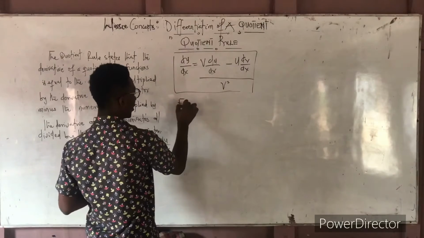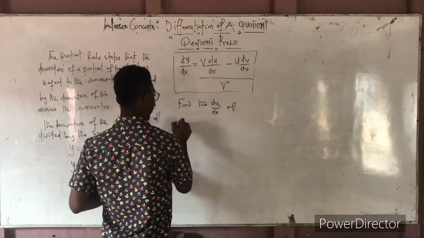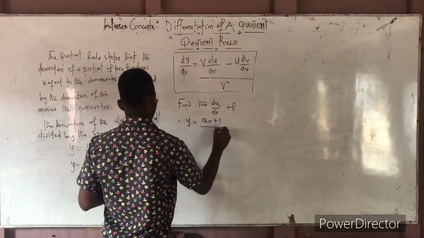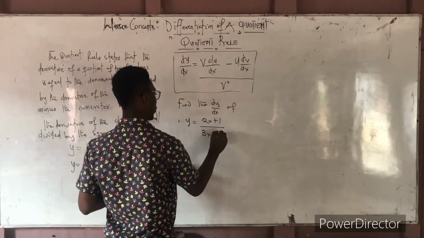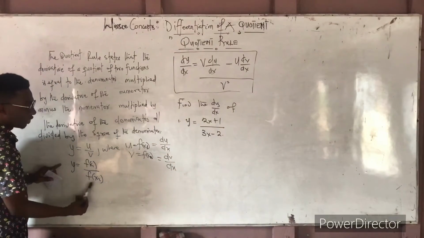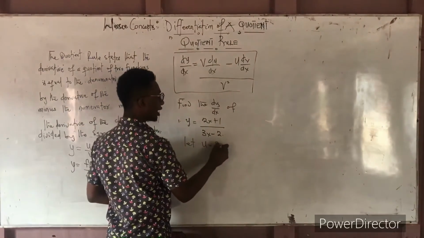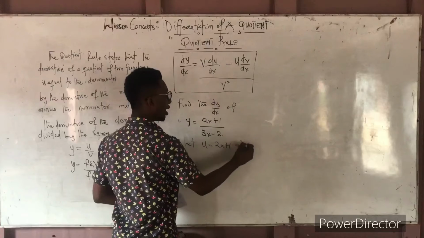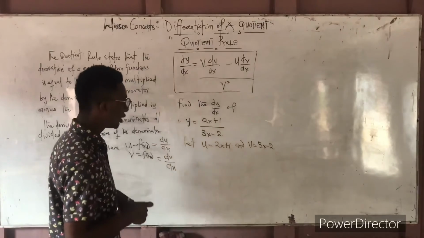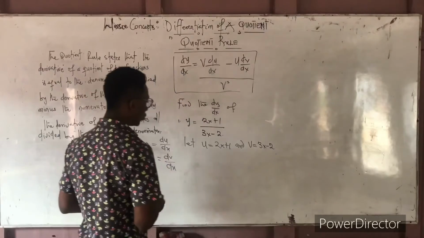Now, it says you should find dy/dx of y equal to 2x plus 1 over 3x minus 2. So this is the function, like here, f of x1 and f of x2. Now you can say that let u be equal to 2x plus 1 and v be equal to 3x minus 2.